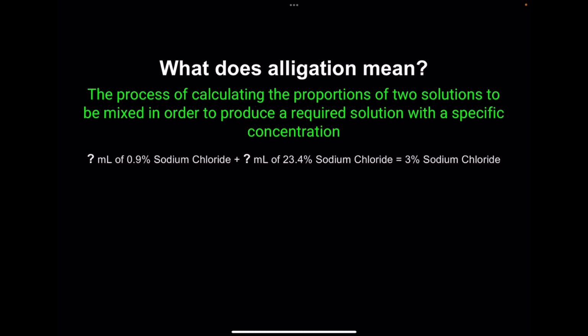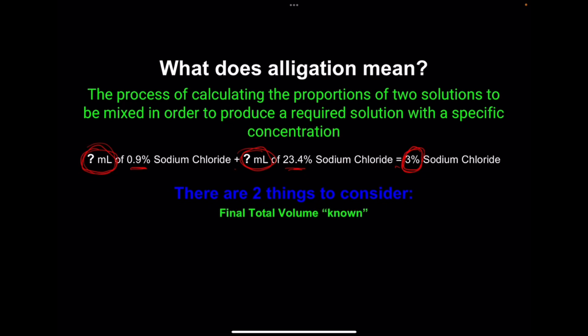So let's look at it a little bit differently. What we really want is to know how many mLs, or what volume, of a specific concentration we need to add to another volume of a specific concentration to equal our final concentration, or what we really want. So when approaching problems like this, there are two things to consider. Do we know our final volume or do we not know our final volume? And we will dive into each of those in just a second.